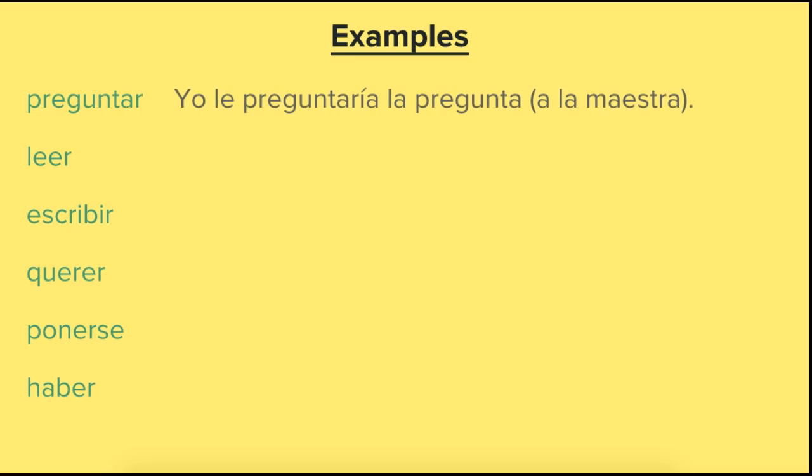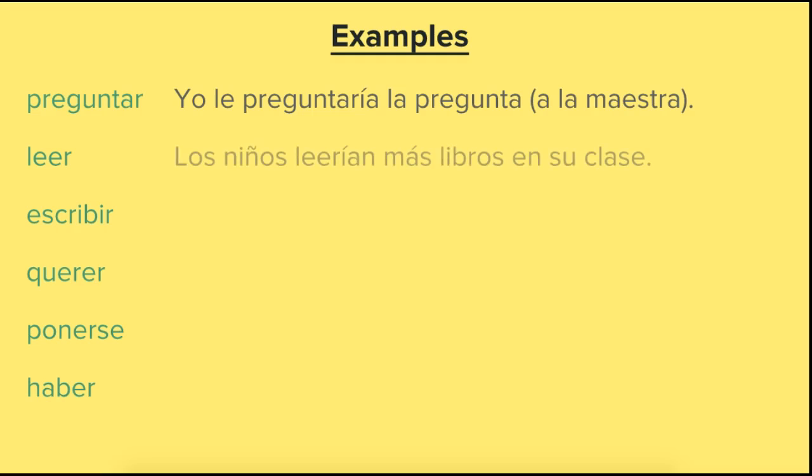In our first example, using the verb preguntar, yo le preguntaría la pregunta a la maestra. So this sentence is saying, I would ask her the question, and the her in this sentence happens to be referring to the teacher. So we used the word le, which remember can mean him or her or usted. So putting the phrase a la maestra in this sentence is just clarifying who le is talking about. I would ask her the question.